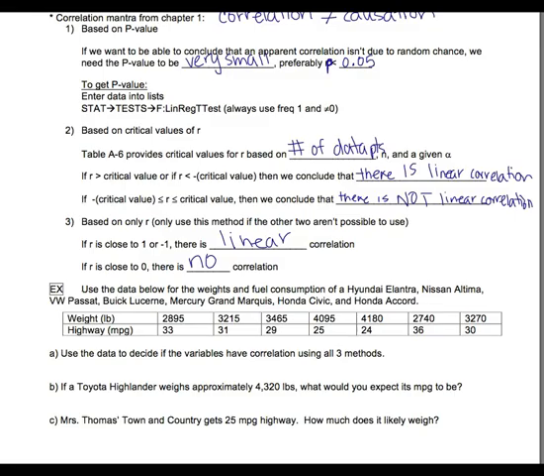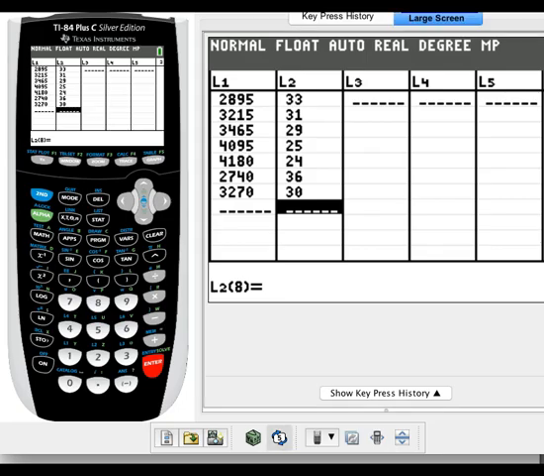So, oops, whoa, don't know what I did there, but it was not what I wanted to do. So now I'm just going to do the 3 methods in order. I'm going to do the p-value method first, and I enter my data into my lists, and then I'm going to press Stat, scroll over to Tests, and I'm going to choose choice F for linear regression t-test.